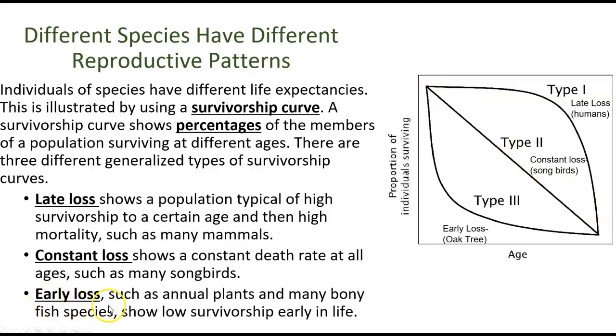And finally, early loss: annual plants and many fish species. They have low survivorship early in life, but you can see that later in life, if they make it that long, they tend to do okay. If they survive to a certain point, they can survive for a long period of time.